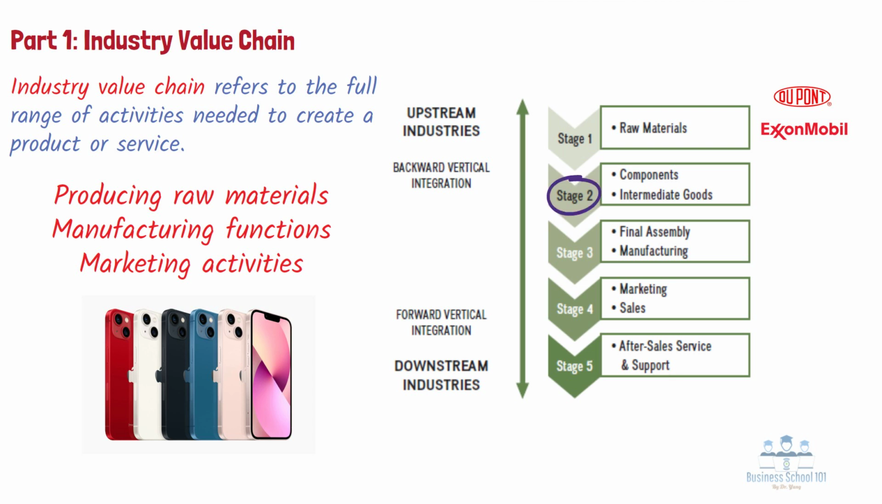Second stage, intermediate goods and components, such as integrated circuits, displays, touchscreens, cameras, and batteries provided by firms such as Intel, LG, Texas Instruments, and more. Third stage, original equipment manufacturing firms, also called OEMs, such as Foxconn, typically assemble cell phones under contract for consumer electronics and telecommunications companies such as Apple and Samsung.